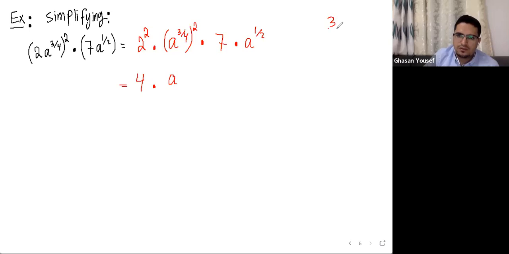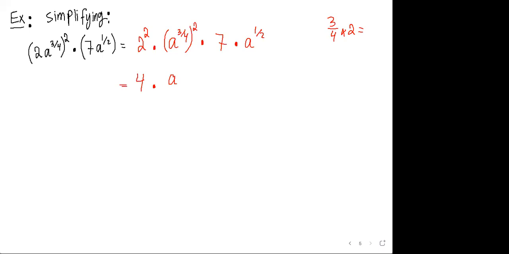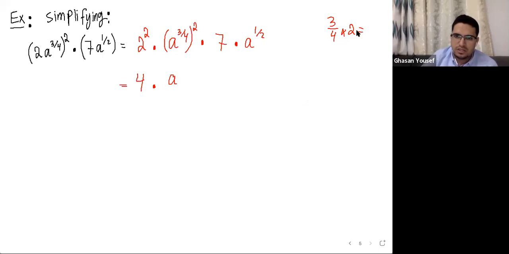What is 3 over 4 times 2? Would it be 6 over 4? Yes, this is correct, because we don't have addition, we have multiplication. So you just multiply the 3 times 2 over 4 times 1, because the 2 is actually over 1. So I get 3 times 2, which gives me 6 over 4, times 7 times a to the power 1 half. Now, like I said before in the previous class, we combine the numbers together.